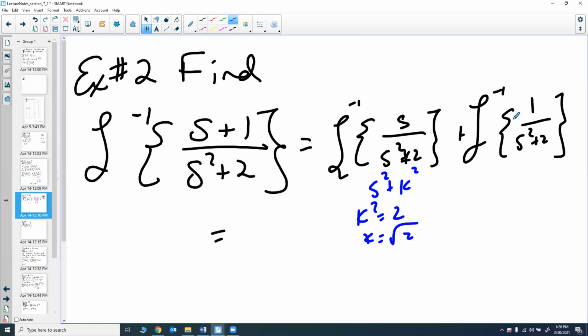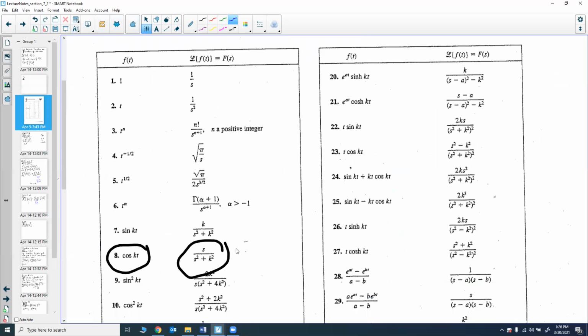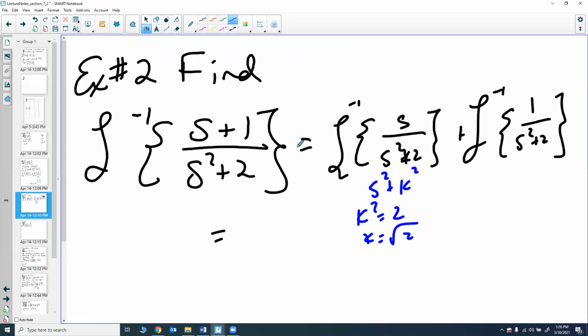I also have a 1 over s squared plus 2. Again, looking at my table, I see a number over s squared plus k squared. That is the sine of kt. So again, I first have to figure out what my k is. s squared plus k squared is my bottom, so k squared is again 2, so k is the square root of 2. Great, that's what k is.